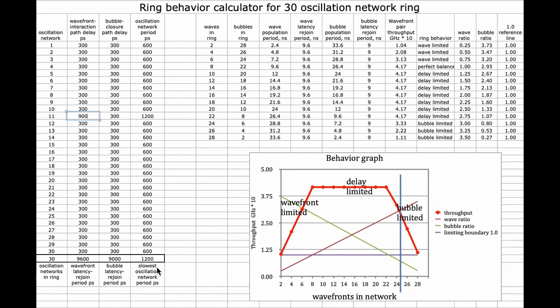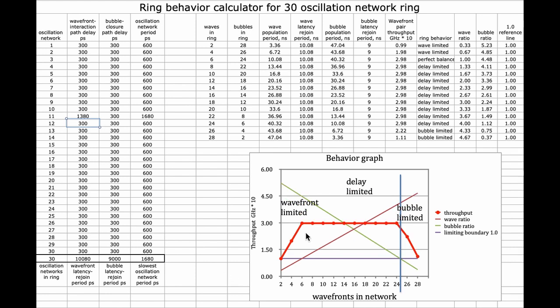Now we're going to make the slowest oscillation network a little bit slower by adding a larger delay onto the wavefront interaction delay. And you'll notice that the delay plateau is much lower and it's much bigger. So now there are only 3 wavefronts. The first 3 wavefronts are wavefront limited, and only the last 2 populations are bubble limited.